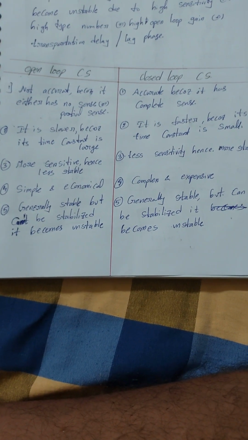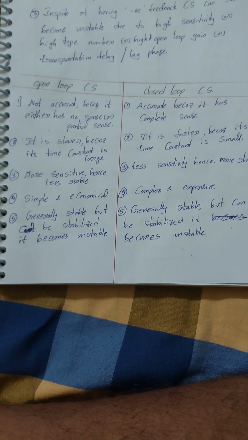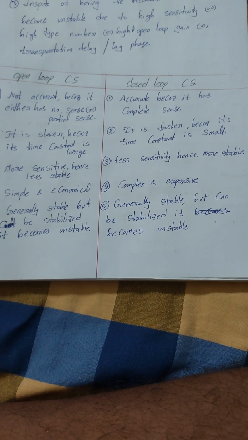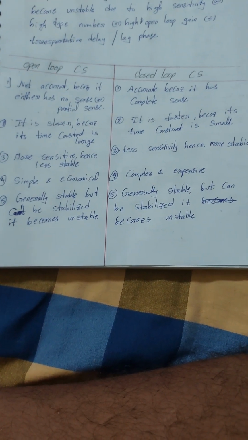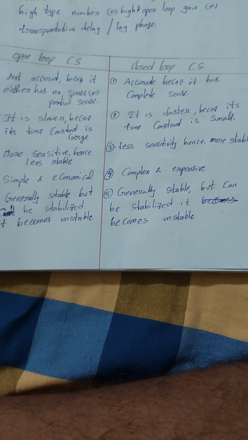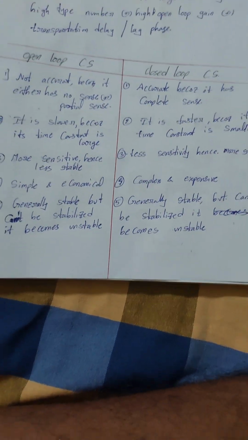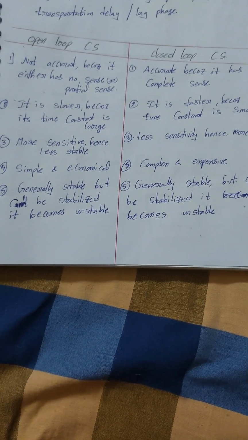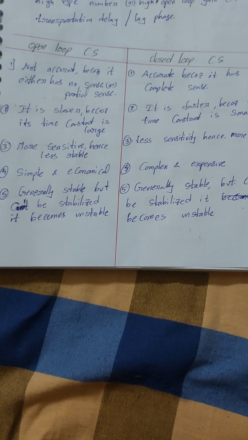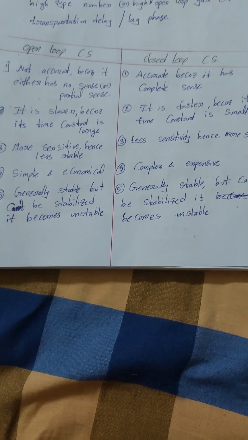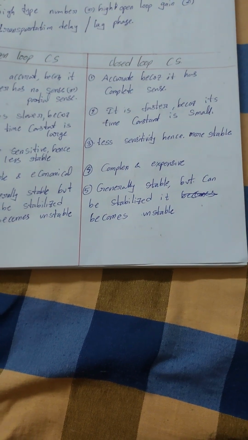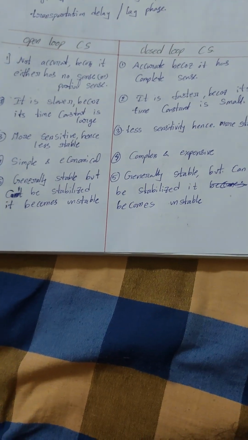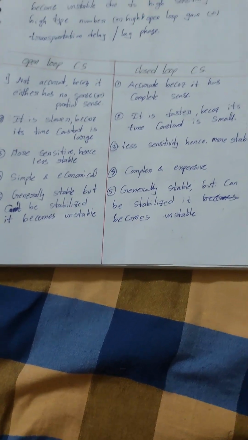That's why we see the time constant. Closed loop is more sensitive, hence less stable. Open loop has less sensitivity, hence more stable. Open loop is simple and economical, while closed loop is complex and expensive. Open loop is generally stable, but closed loop can be stabilized, otherwise it becomes unstable. This is the main difference between open loop and closed loop control.